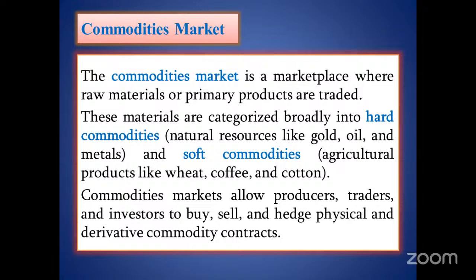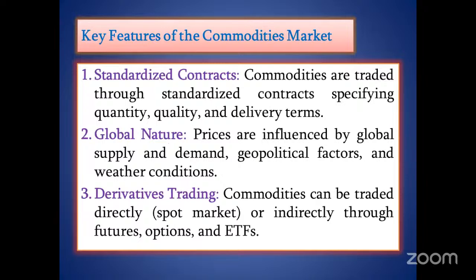So the commodities market allows producers, those who produce soft commodities like agriculture products such as wheat, coffee, and cotton, and others, to sell in the same way. How are they going to sell? Through the hedge physical and derivative commodity contracts. And now the key features of the commodities market.